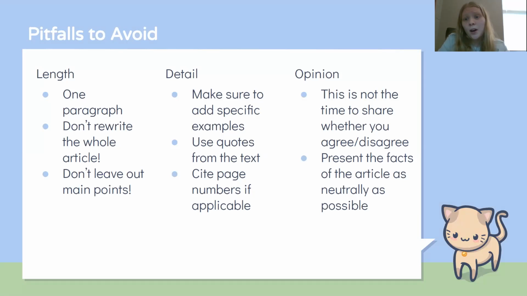Things that you don't want to do in your summary paragraph. Think about the length of it. Remember, this is one paragraph, so don't rewrite every piece of the article. The point of your summary paragraph is just to tell me what the main points are. Don't leave out any of the main points. If you think something's important, add it in, but don't add huge blocks of text from the article where you're citing like 4 sentences that he said, because ideally your summary paragraph isn't more than like 5 sentences.